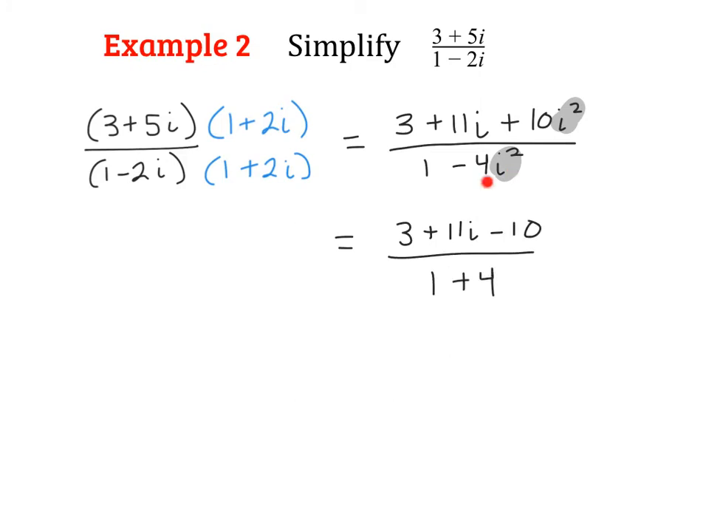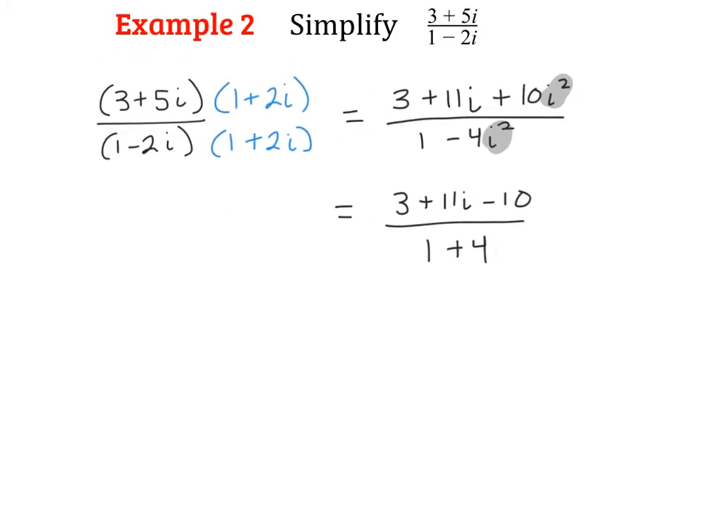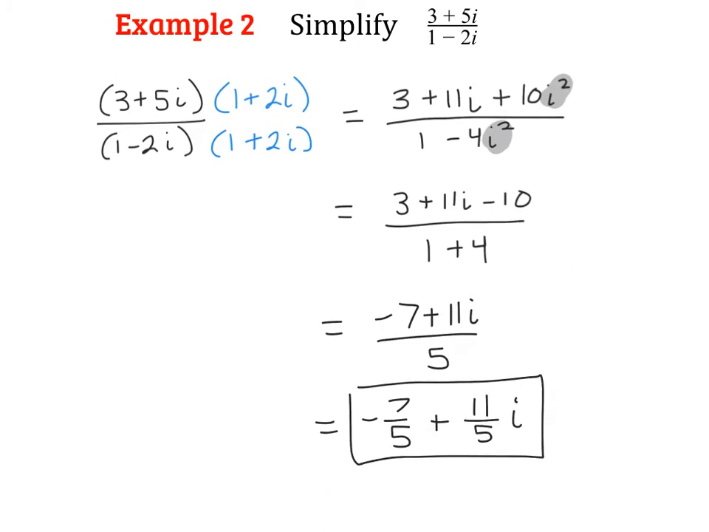So these negative ones change the sign of both terms. And then let's write these as complex numbers. So 3 minus 10 is negative 7 plus 11i all over 5. And then just to make sure it's a full complex number, we do want to separate the real and the imaginary. So I'm just going to write it like this: negative 7/5 plus 11/5 i. And this will be our final answer.